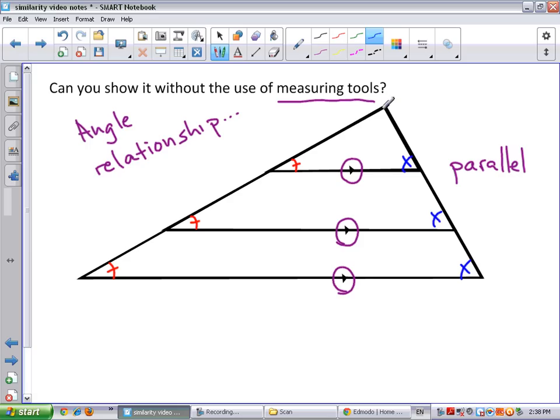So now we can see that each triangle has a pair of corresponding congruent angles. So that's almost enough in order to prove or show that all of the angles are congruent, but maybe it's enough to show that in general. So let's look at the next step.